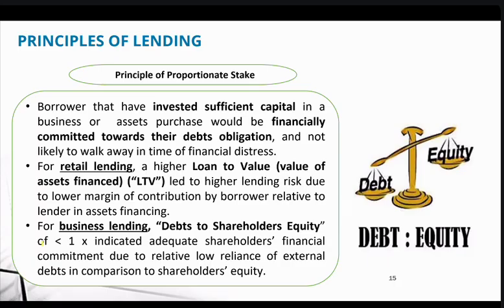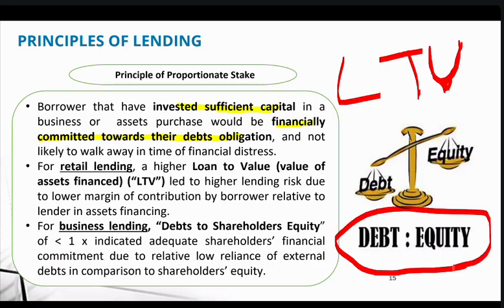Now, next one here is the principle of proportionate stake. From the borrower's point of view, we want to see if they have invested sufficient capital. The key term is, are you financially committed towards debt obligation? For retail lending, we look at LTV. For business, we look at debt to equity. The higher the ratio, the higher the risks.